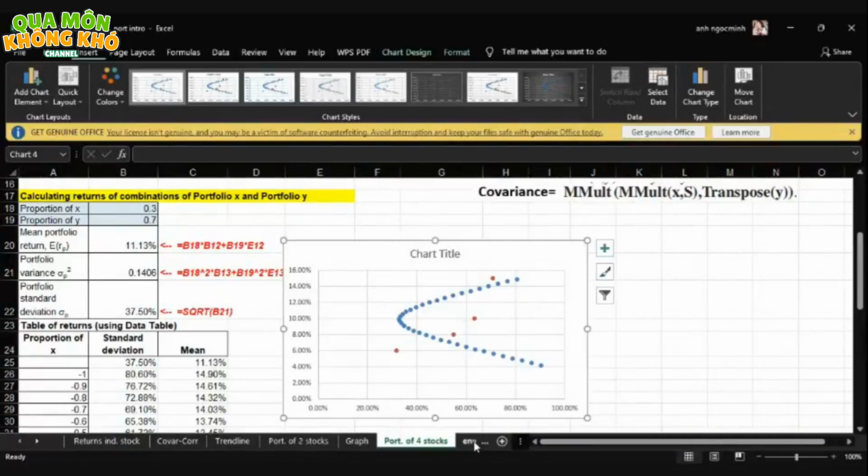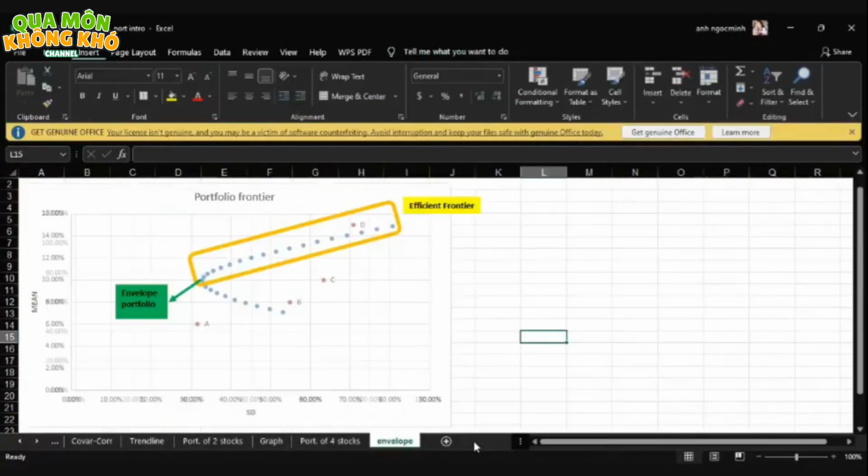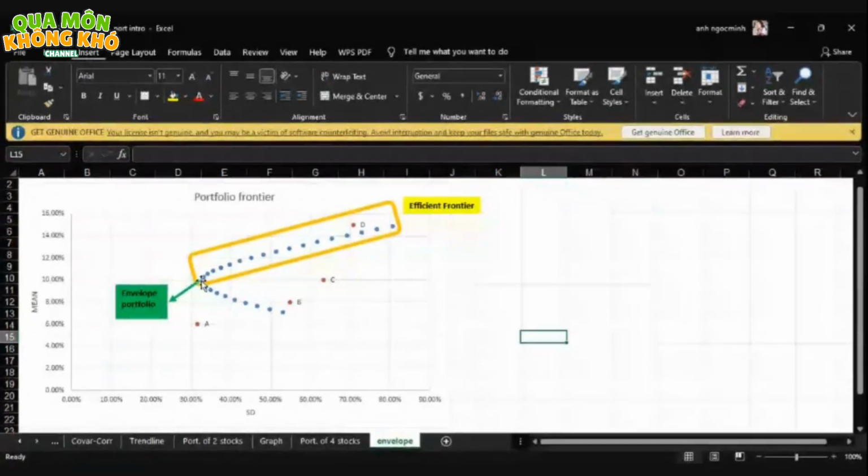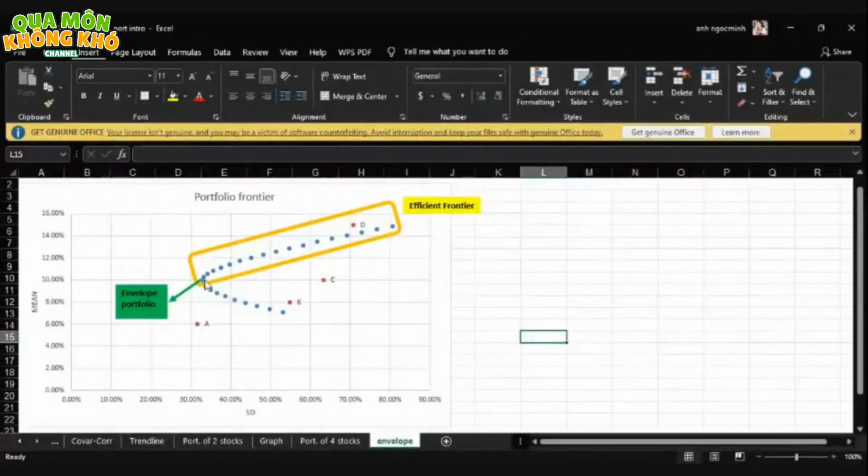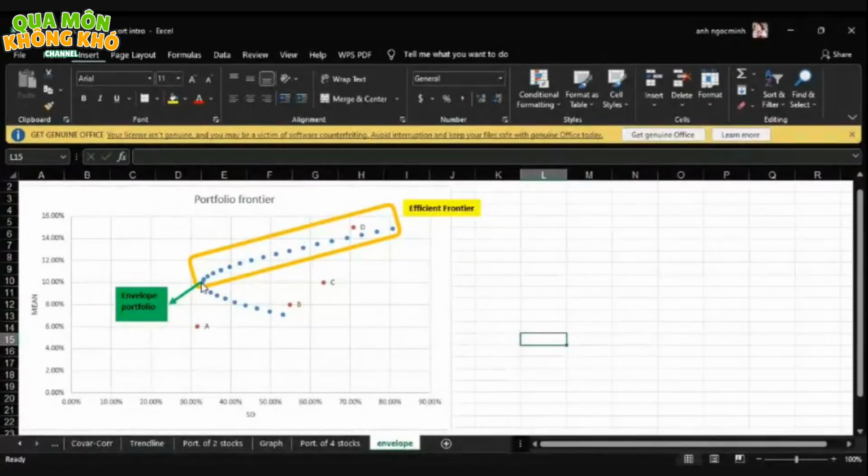And the last content that I want to talk about is the envelope portfolio. The envelope portfolio is the portfolio of risky assets that gives the lowest variance of return of all portfolios having the same expected return. Here is the portfolio that has the minimum variance, whose value is 32.84%, and the expected return is 9.97%.